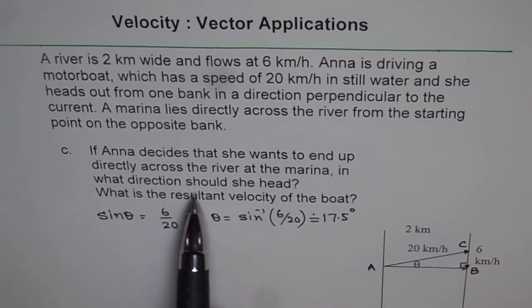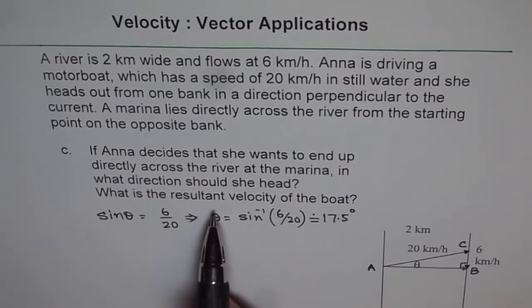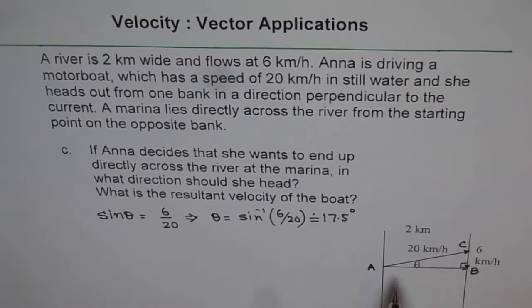What direction should she head? So the direction is 17.5 degrees from this horizontal. Now the second part is, what is the resultant velocity of the boat, right? In still water it was 20. What is this final velocity? It looks like lesser than 20 from the diagram itself. So let's find it out.